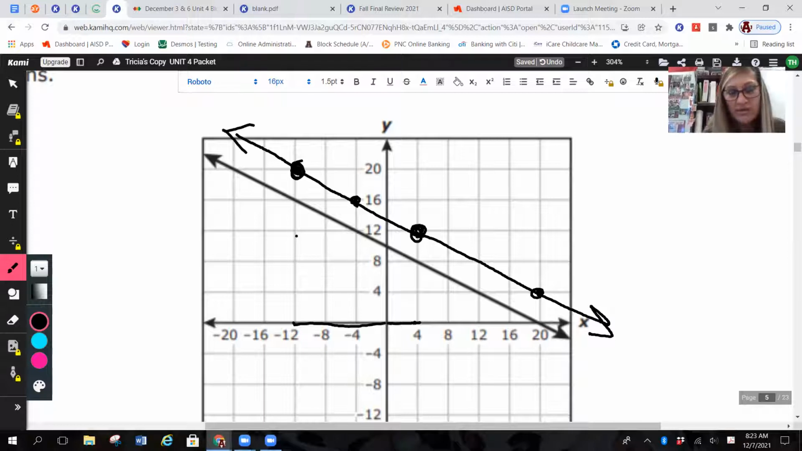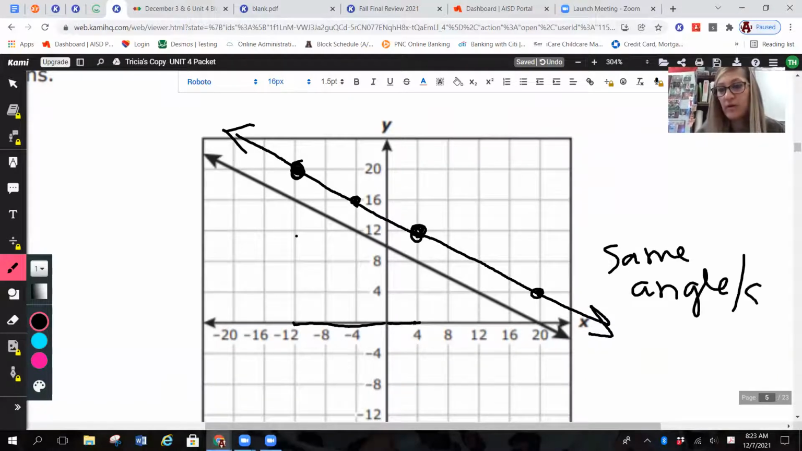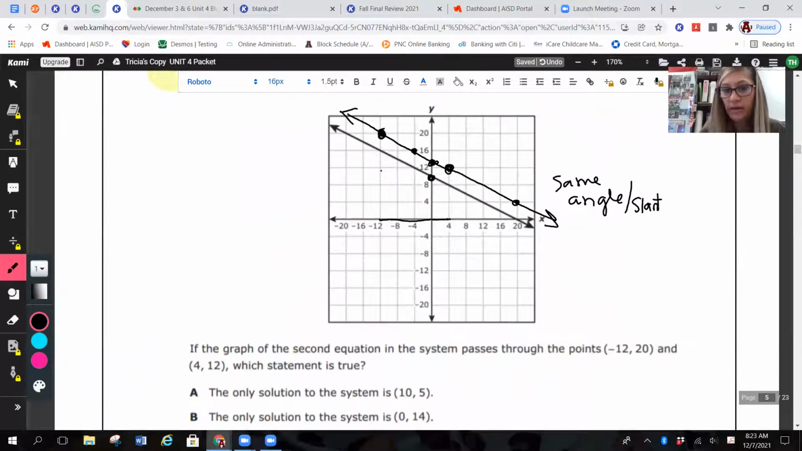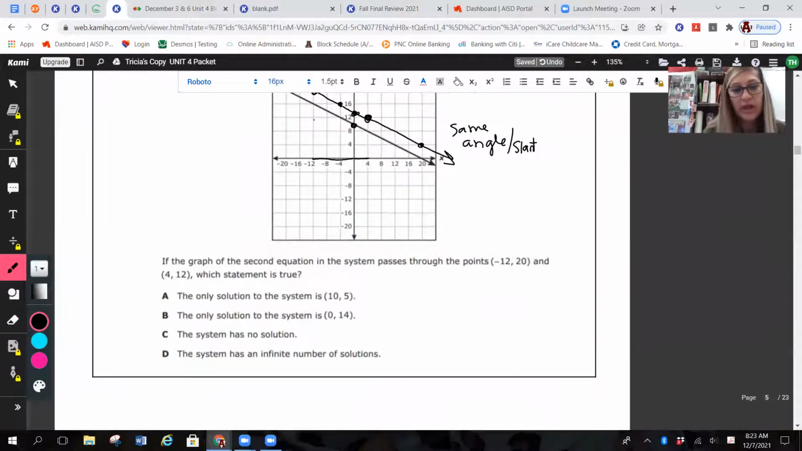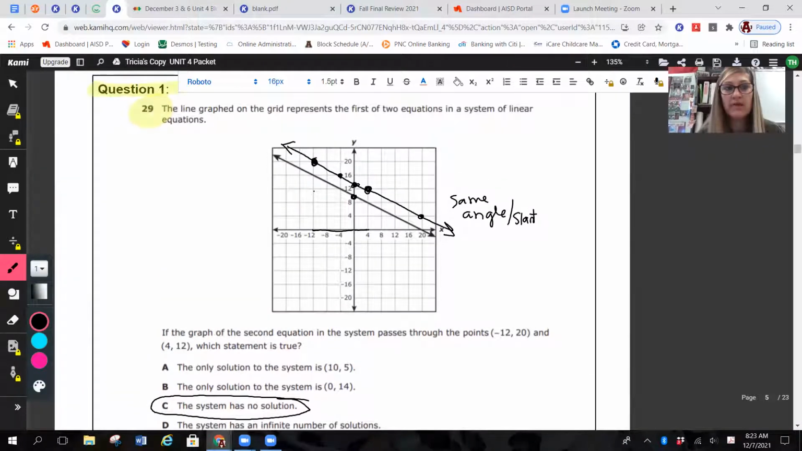Ooh, these lines are the same angle. When they're the same angle or slant, that means they have the same slope. They have different y-intercepts. These two lines are parallel. When you have parallel lines, the system has no solution. That's question 1.